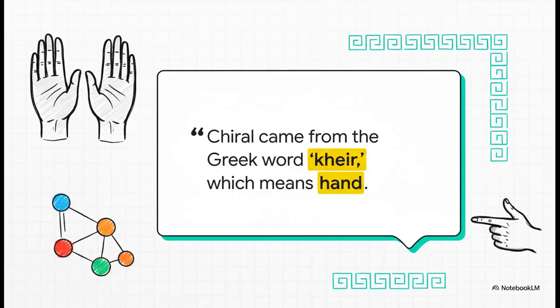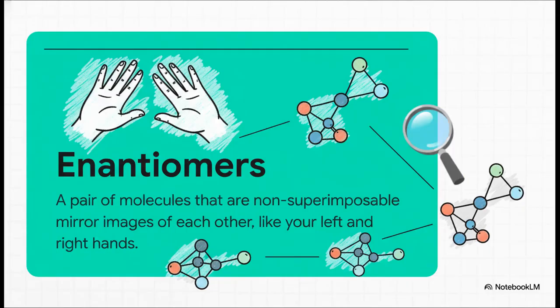Now for an even more subtle kind of 3D difference. And to get our heads around it, let's look at where the word for it comes from. The word is chiral, and it comes from the ancient Greek word for hand. Think about your hands for a second. They're mirror images of each other, right? But you can't perfectly stack one on top of the other. Your thumbs will be pointing in different directions. They're non-superimposable. Well, molecules can be the exact same way.